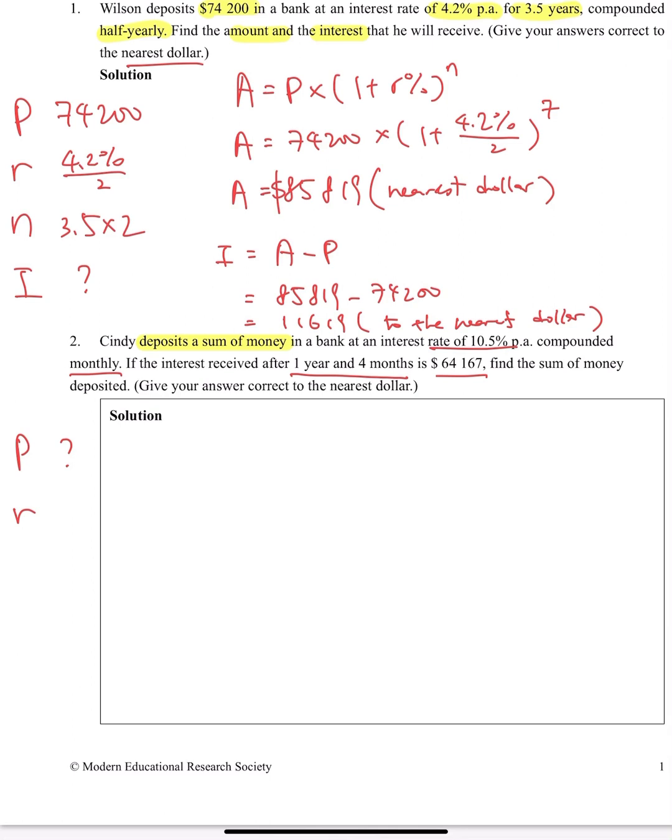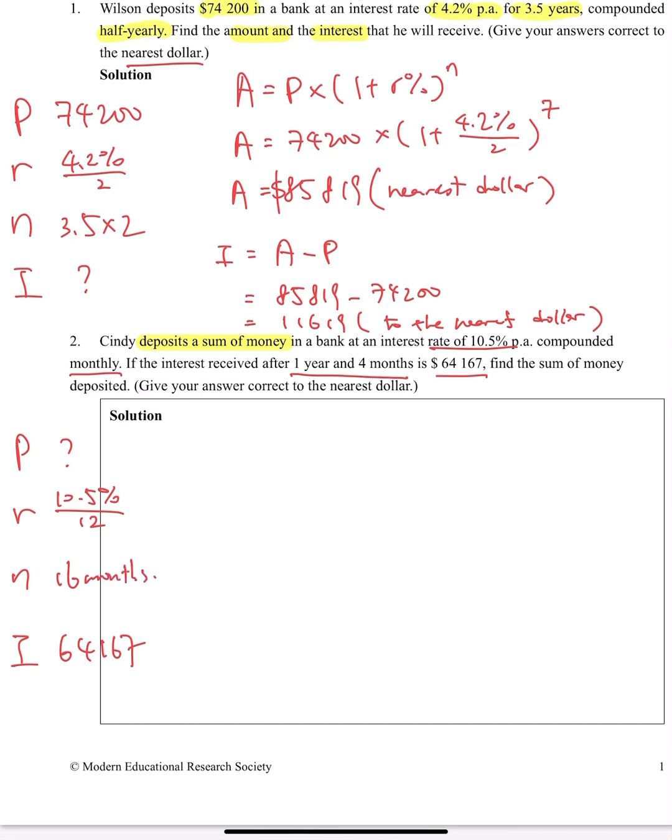So we're going to write down r and the interest. The interest, we know, is 64,167, and then the small r, which means the interest rate per month, is the whole year interest rate divided by 12, so that we can get the interest rate per month. And then we think about 1 year and 4 months, how many months is it? 1 year is 12 months, and then plus 4 months is 16 months.